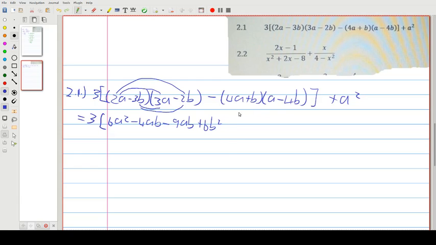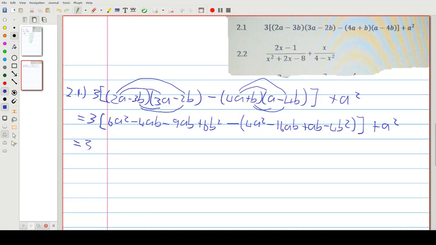Alright, now we're going to do this. I'm going to put minus and then just keep a bracket for now. So let's do the same thing. 4a times a, 4a squared. 4a times negative 4b, negative 16ab. b times a is ab, and b times negative 4b is minus 4b squared, and plus a squared at the end.